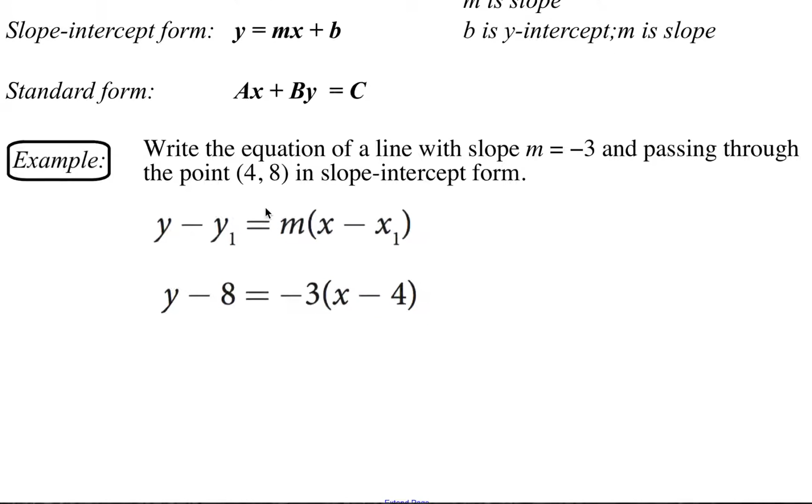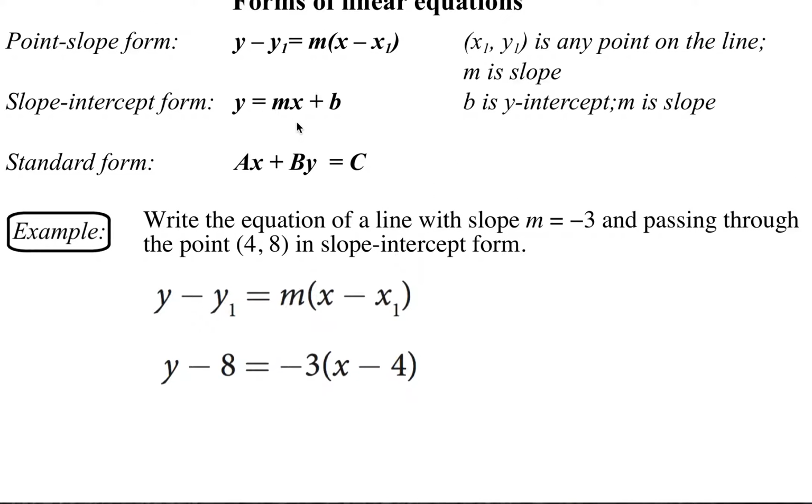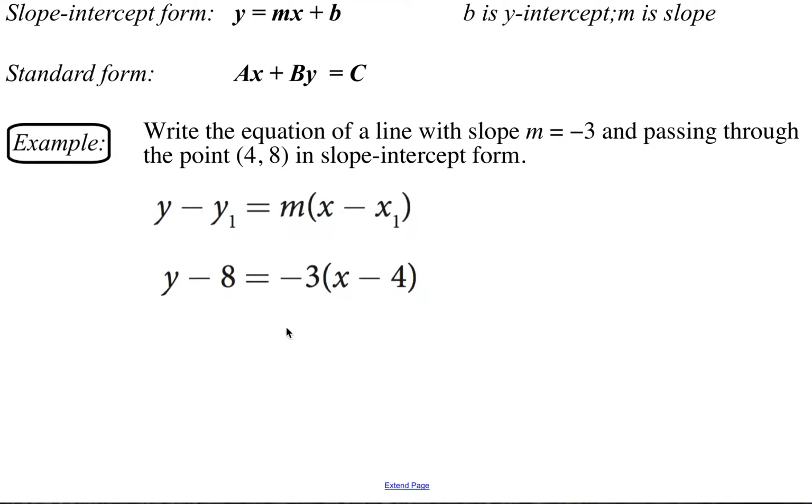And now to get that thing in slope-intercept form, we need to solve it for y. So we need to distribute the negative 3 through the parentheses, and we'll get negative 3x plus 12. Watch your signs there. And then adding 8 to both sides, we get y equals negative 3x plus 20. So there we have the equation in slope-intercept form of the line whose slope is negative 3 and it passes through the point (4, 8).